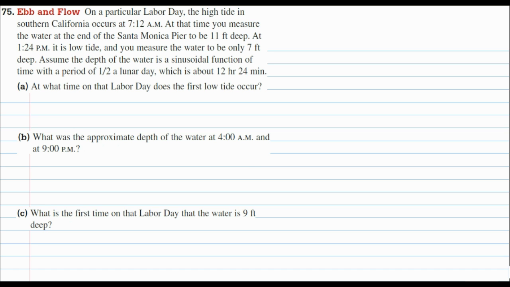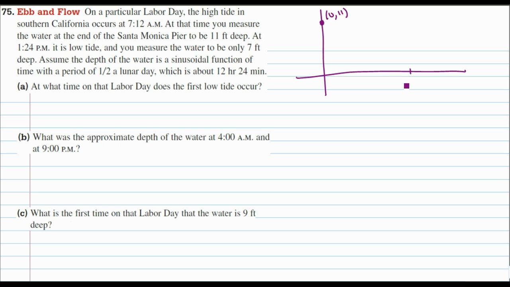The now try problem is number 75. Again, we're going to look at some ebb and flow tides on a particular Labor Day. So apparently we're not going to study 4th of July anymore, just Labor Day. The high tide in Southern California occurs at 7:12 a.m. So again, I'm going to start out my curve with a high tide at, we're going to call 7:12 a.m., time 0. At the time you measure the water at the end of the Santa Monica Pier to be 11 feet deep. So at time 0, we got 11 feet deep. That was high tide. At 1:24 p.m. is low tide.